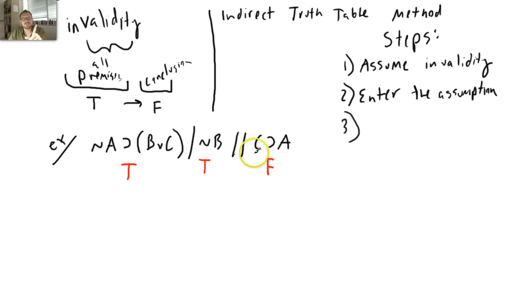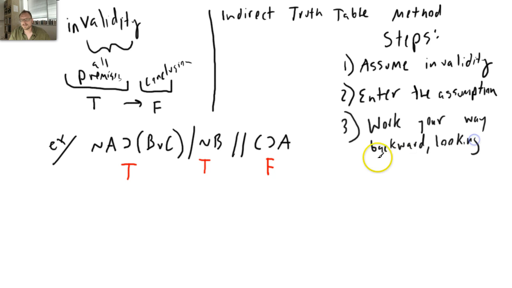And what we're going to try to do is see if it works out. If our assumption doesn't break any of the logical definition rules we've been using for propositional logic, then this will turn out to be a case in which it's false. So we enter our assumption. And after an assumption, we're going to work our way backward, looking to see if you break any rules. And you're going to get a sense of what I mean by this in just a minute.